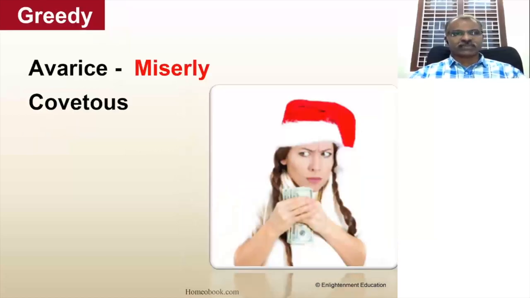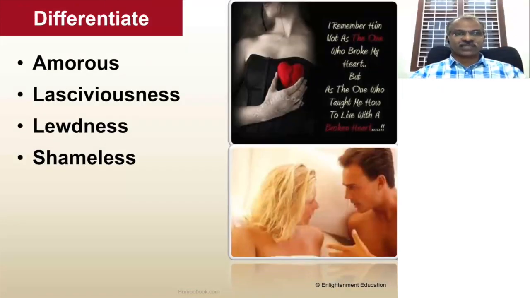Like this, when time permits, study these rubrics: avaris, miserly, covetous, and the amorous, lasciviousness, lewdness, and shameless. These are some other rubrics related to sexual desire, but entirely different. Amorous means the physical activity is not so important. He always talks about sexual things, but in lasciviousness, he is always indulging in sexual acts. The act is more predominant in lasciviousness. This is extreme desire for sex. But amorous means he always talks about sexual matters.